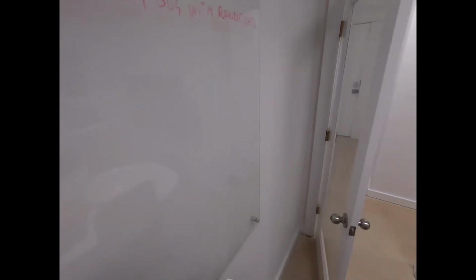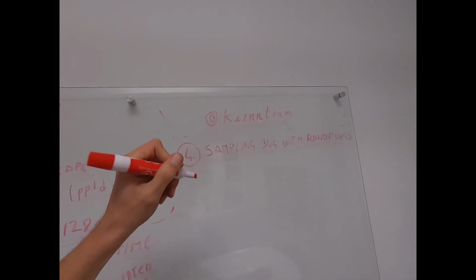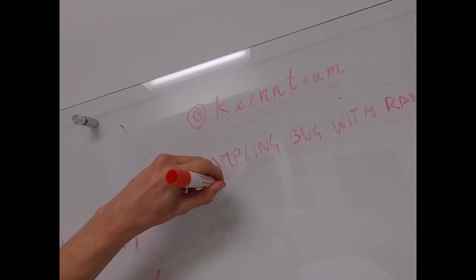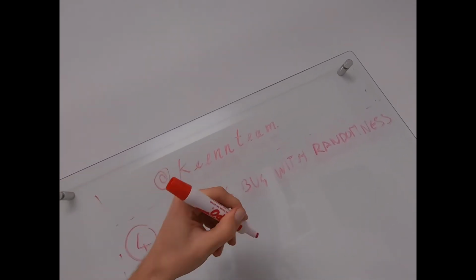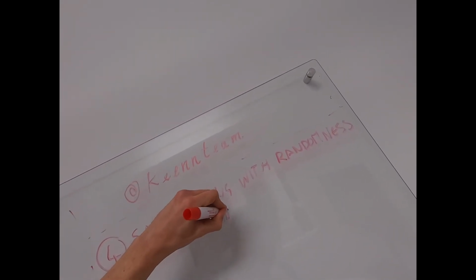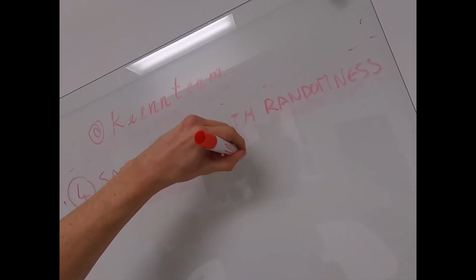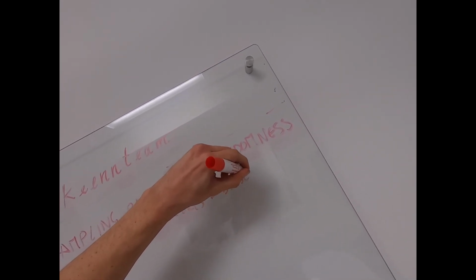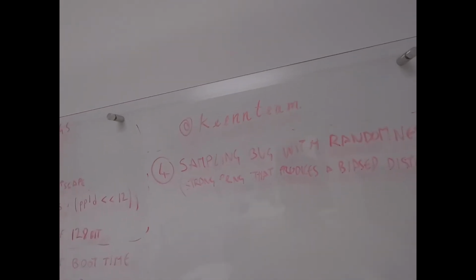With randomness, okay? And so what does that mean? Basically it means, I'm going to write it in simpler words, a strong pseudo-random number generator that still produces a biased distribution. How is this possible?